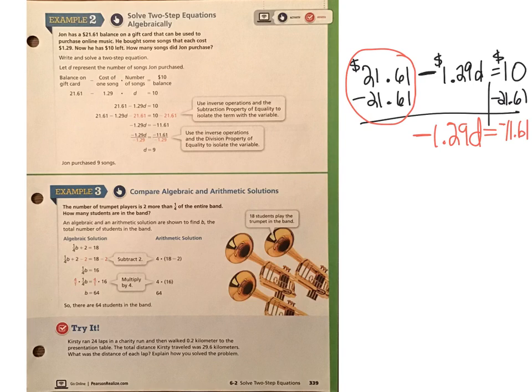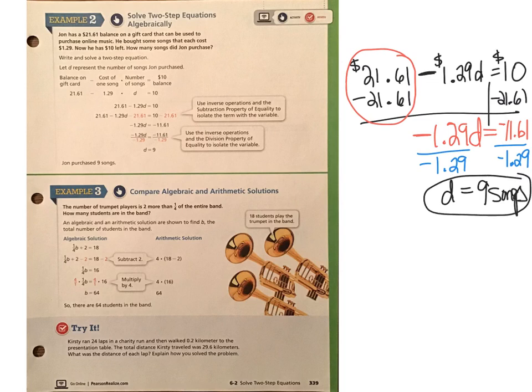$11.61. Now I know it seems weird that you have negatives in there, okay, but again, bear with me, because as you solve this, you are going to be dividing both sides by that negative 1.29. And do you remember what happens when you have a negative divided by a negative? You get a positive. So $11.61 divided by $1.29 means that he bought 9 songs. Okay, what ends up happening is the negatives will cancel each other out to show that the answer is a positive value.